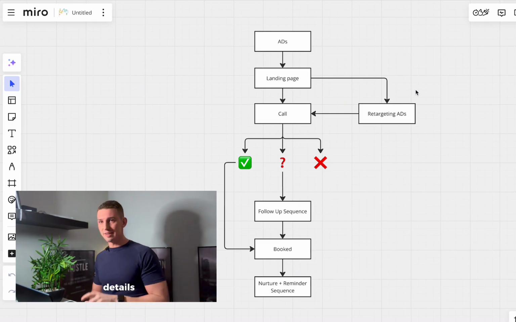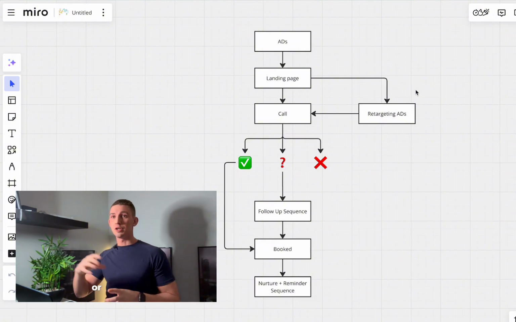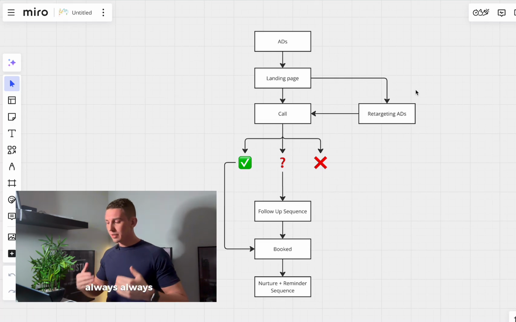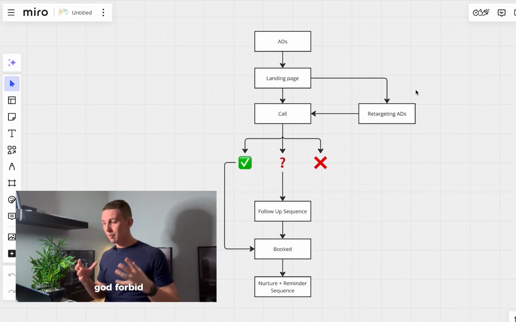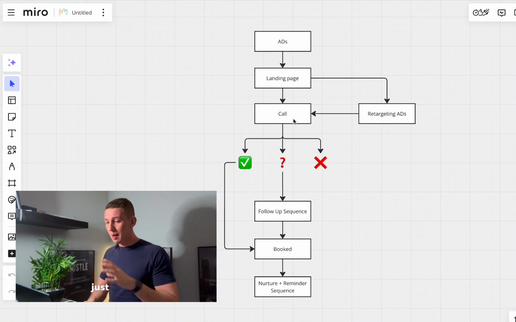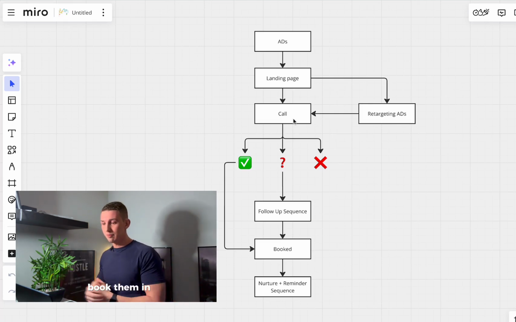Now, when people fill in their details, you obviously could just get them to schedule a call or schedule a meeting or whatever your next steps are. What I would always recommend, if possible, is getting on the phone to that lead. God forbid, I know. But having like an appointment setter or someone who can actually just pick up the phone and have a conversation with that person and make sure they're a good fit for the service and then kind of manually book them in, right?